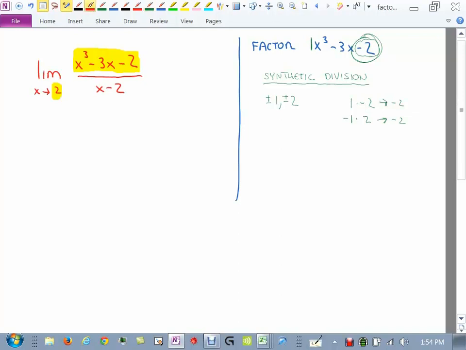Now what you do in synthetic division is you do this upside down box, and you put in the coefficients of the polynomial you're trying to factor.